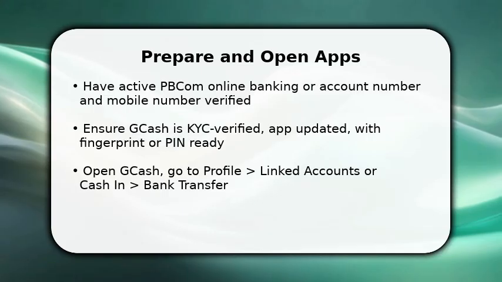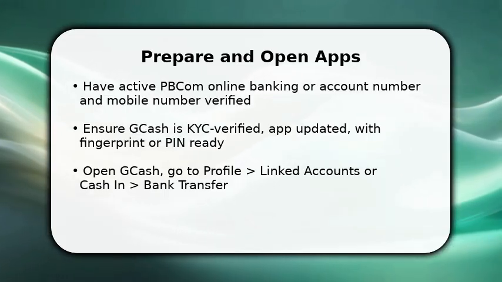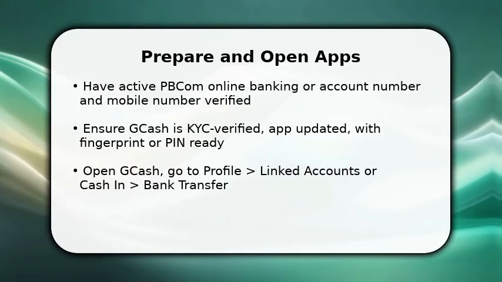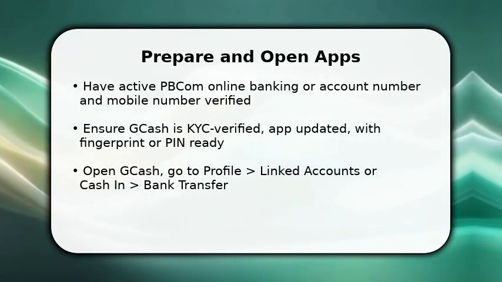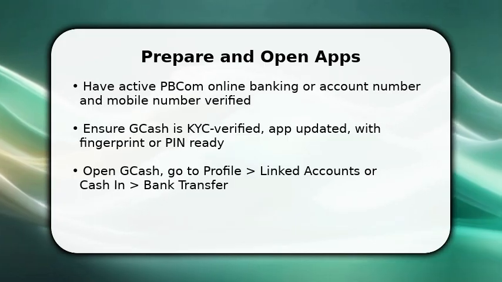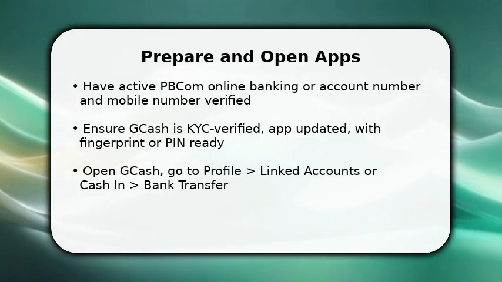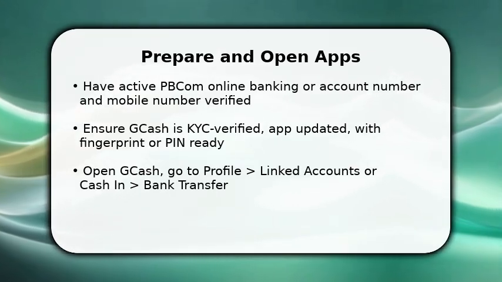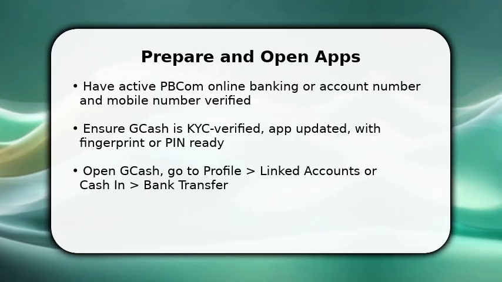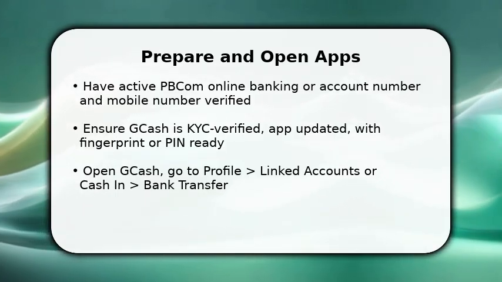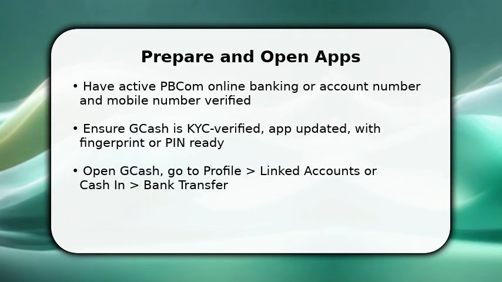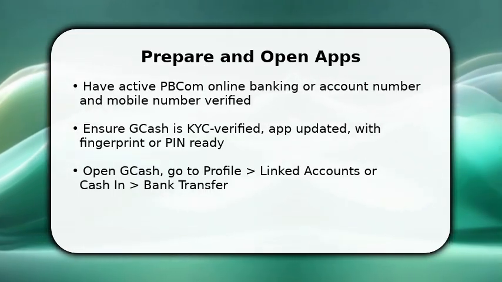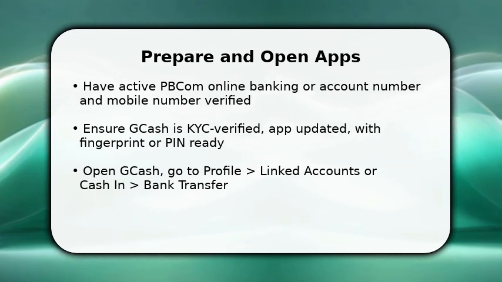You start by preparing both sides. Confirm your Pbcom account is active and your Gcash is fully verified. Once done, open Gcash and navigate to the linked accounts or cash-in section to add a bank. Make sure you have your Pbcom account number and mobile on hand. You'll need an OTP. This step connects the two services securely, so take a moment to verify details before proceeding. Accuracy here prevents failed authorizations and speeds the next steps.